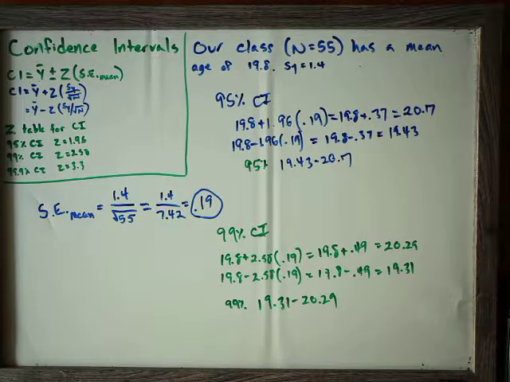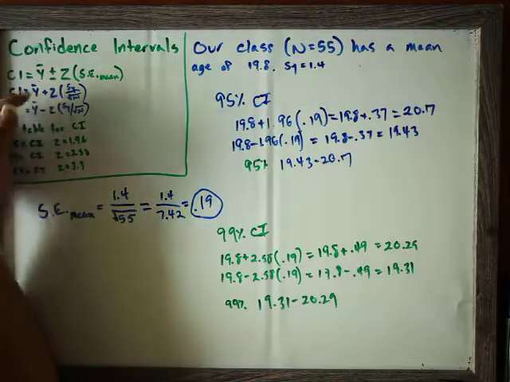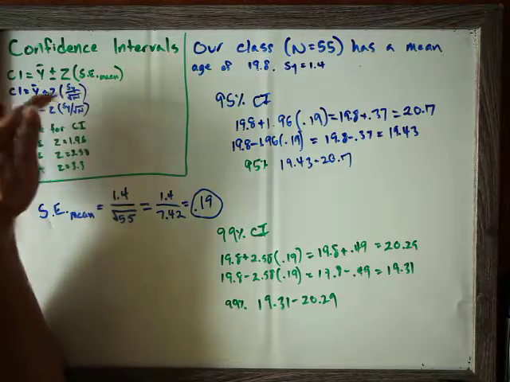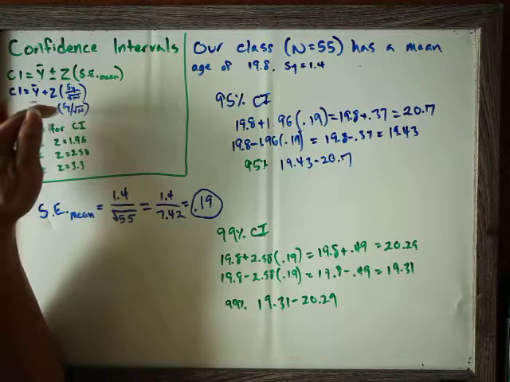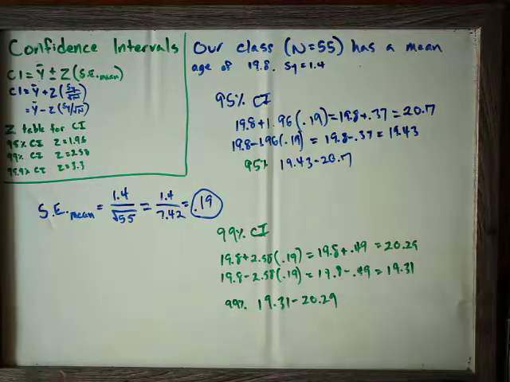So that's confidence intervals. You just do the mean plus z times the standard error of the mean, and the mean minus z times the standard error of the mean. And that's it. You have your lower and your upper bound.